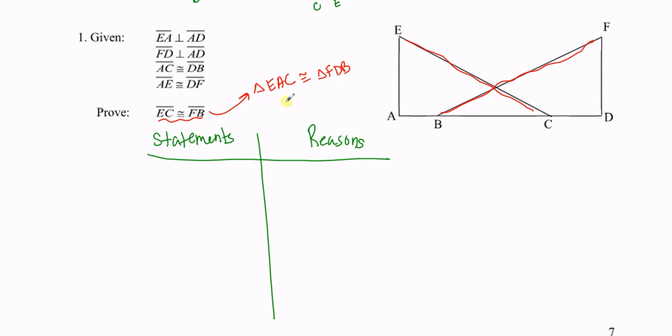So now I have a goal to show that these two overlapping triangles are congruent to each other. So now we'll go ahead and start with our given information and see if we can get to this point. We'll list out our given information and label it in the diagram.